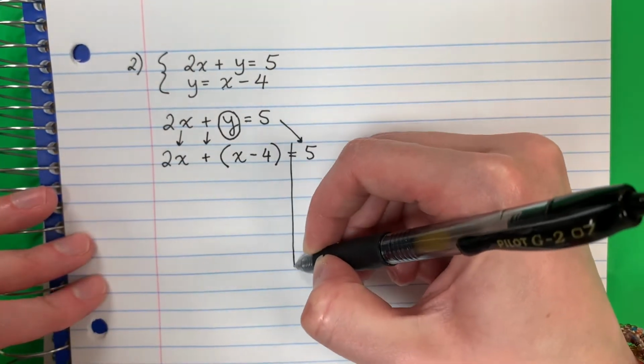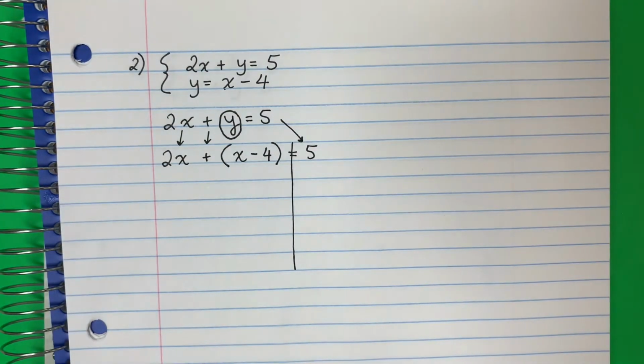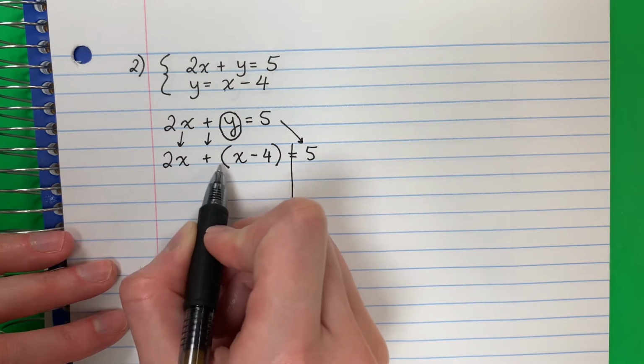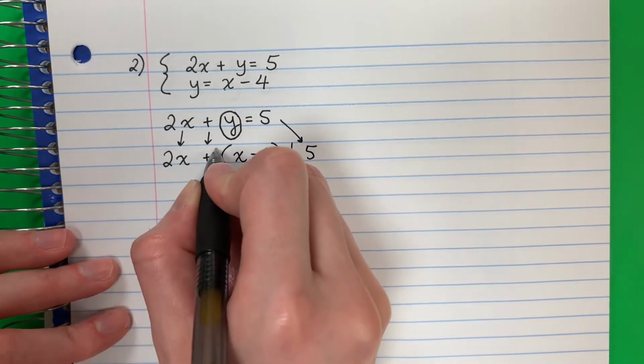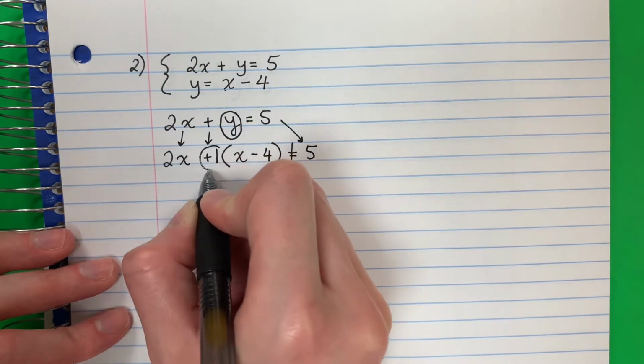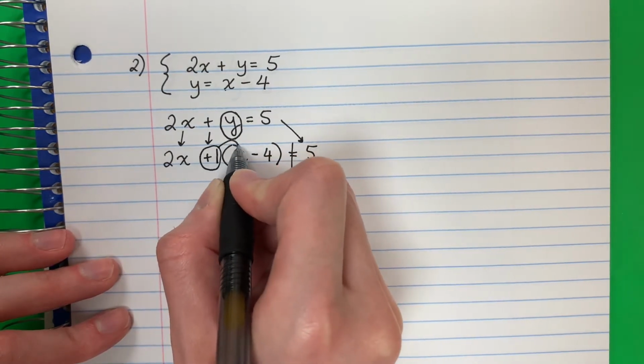Now I'm going to put my line. Okay. Now, if there's no number in front of the parentheses, si no hay número enfrente de los paréntesis, you have to put 1. Necesitamos poner 1. And we're going to distribute. Y vamos a hacer el distributive property.